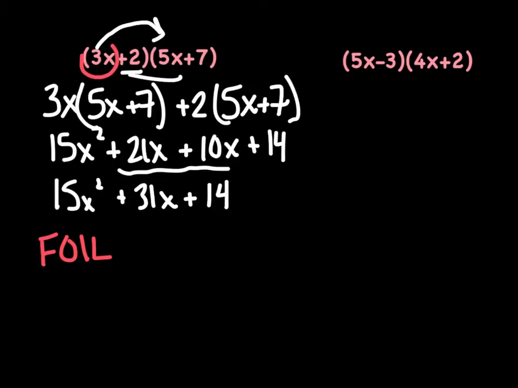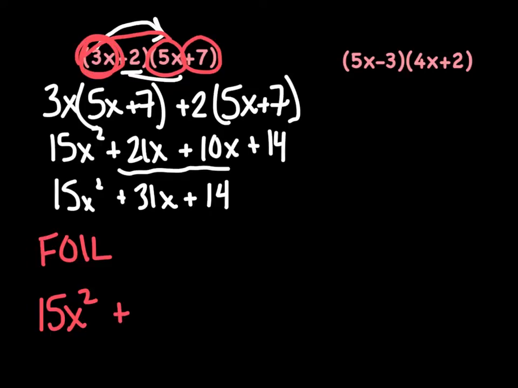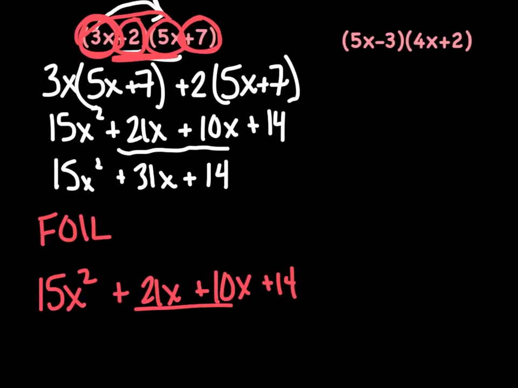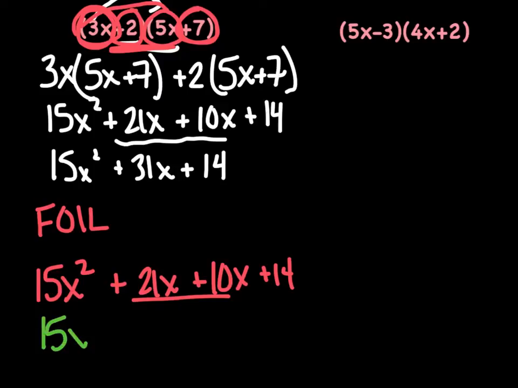I'm going to take the first of each set of parentheses, so that's going to multiply and get me 15x squared. The outer would be the outermost, 3x and the 7 are on the outer, so that would get me a 21x. The innermost, the 2 and the 5, which would get me 10x. And then the last from each section, the 2 and the 7, which would get me 14. And then I'll combine my like terms, and I'm going to get 15x squared plus 31x plus 14.